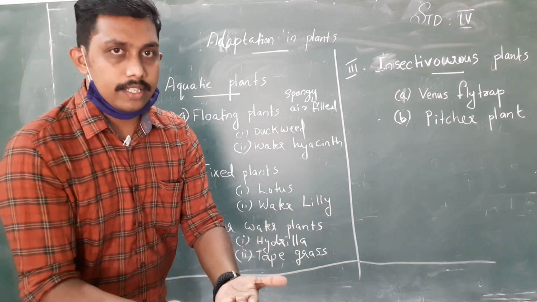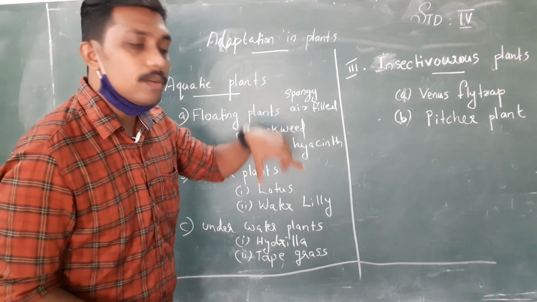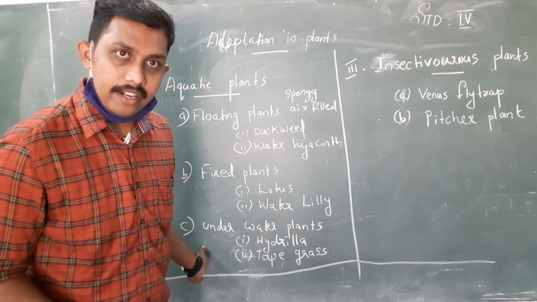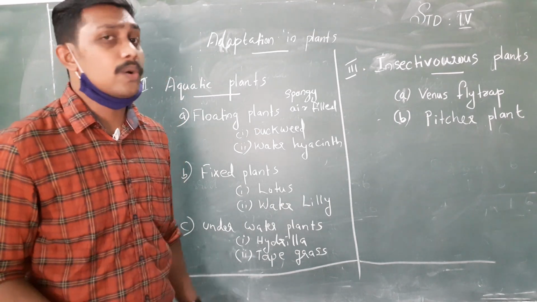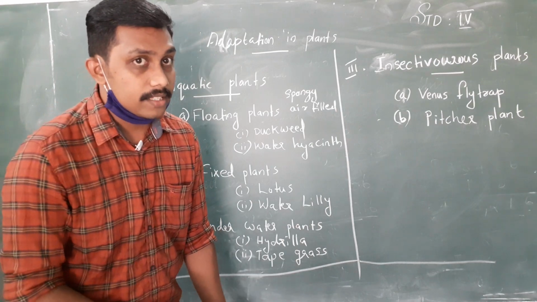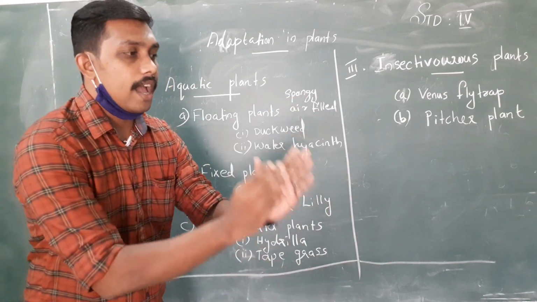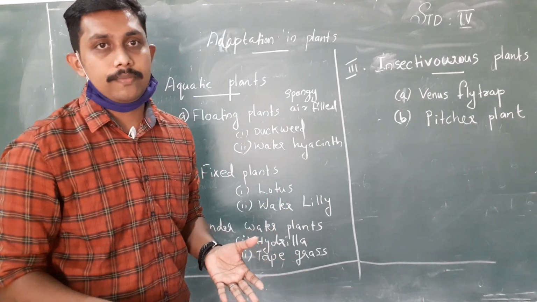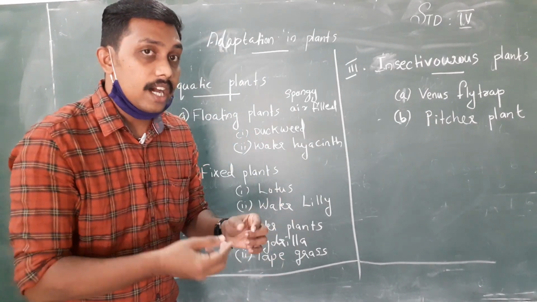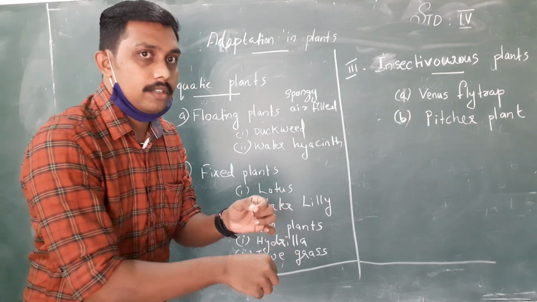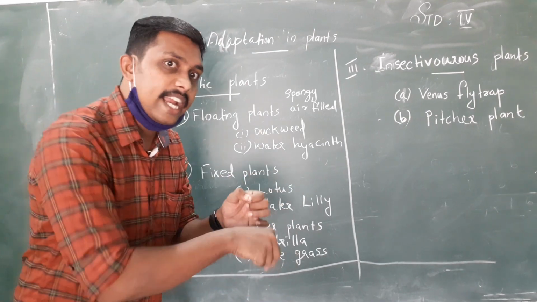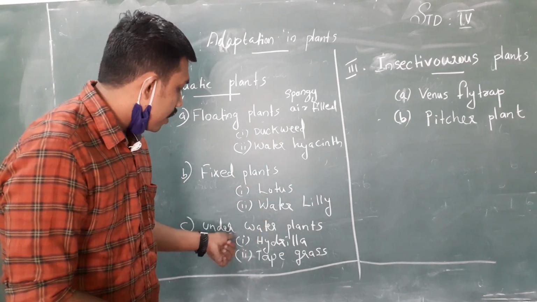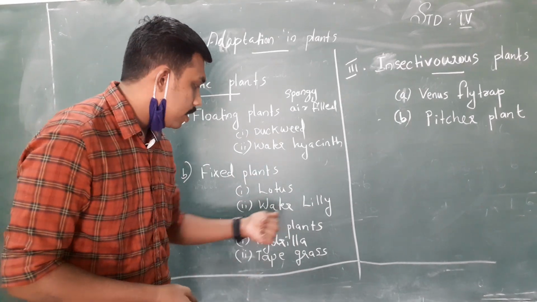And the third one in aquatic plants is underwater plants. What do you mean by underwater plants? They are simply the plants that are completely submerged in the water. We can see the plants inside the water, totally inside, completely inside the water. They are called underwater plants.